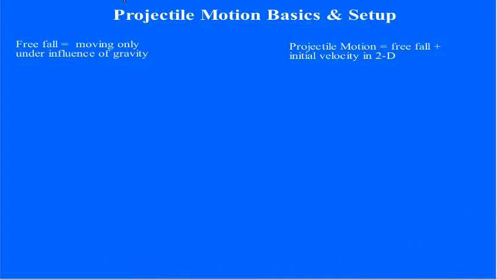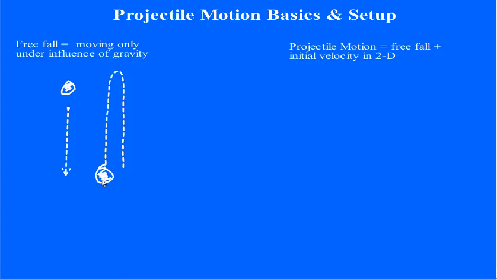First, we should define projectile motion. Let's define it in light of free fall. You see on the screen the definition for free fall, which is an object moving only under the influence of gravity, right? So if I take a ball and I drop it, that's going to be free fall, okay? Or if I throw an object up in the air and it comes back down and the only force on it is gravity, that's considered to be free fall. Now, in these cases, we neglect air resistance.